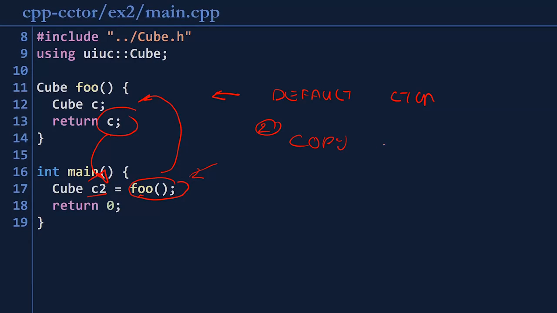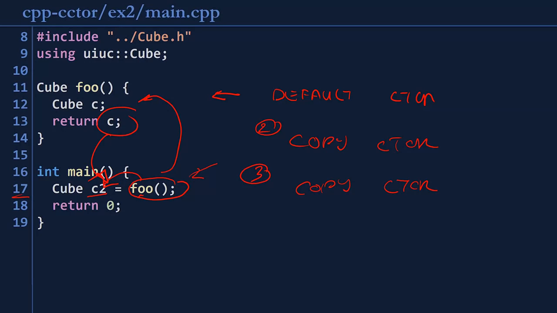Now that it's back in main stack frame, we need to do something with this variable. And here on line 17, we see that C2 needs to take on the value of what's returned by foo. So we expect the third copy constructor to copy from the main stack frame into the variable C2. What we expect to see when we run this program is 3 lines of output: default constructor, copy constructor, copy constructor. The first copy is to return to the main stack frame. The second copy is to put it into C2. Once it's in C2, we can then work with that variable.